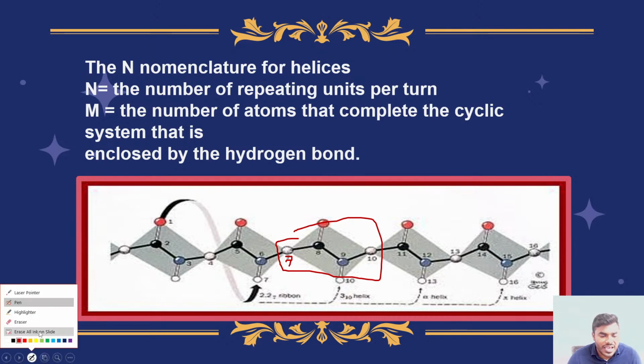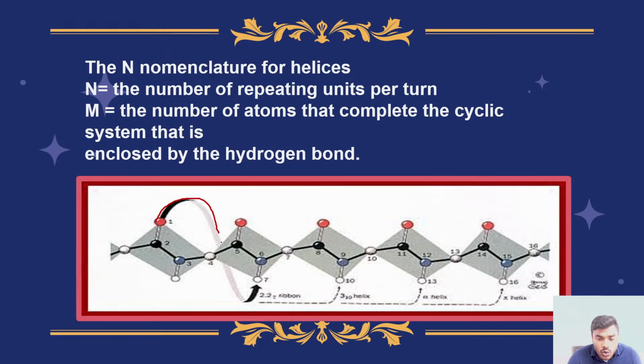So what can I say? I can say that there are 2.2 amino acids involved. There is a presence of 7 atoms. So that's why we can call it 2.27.